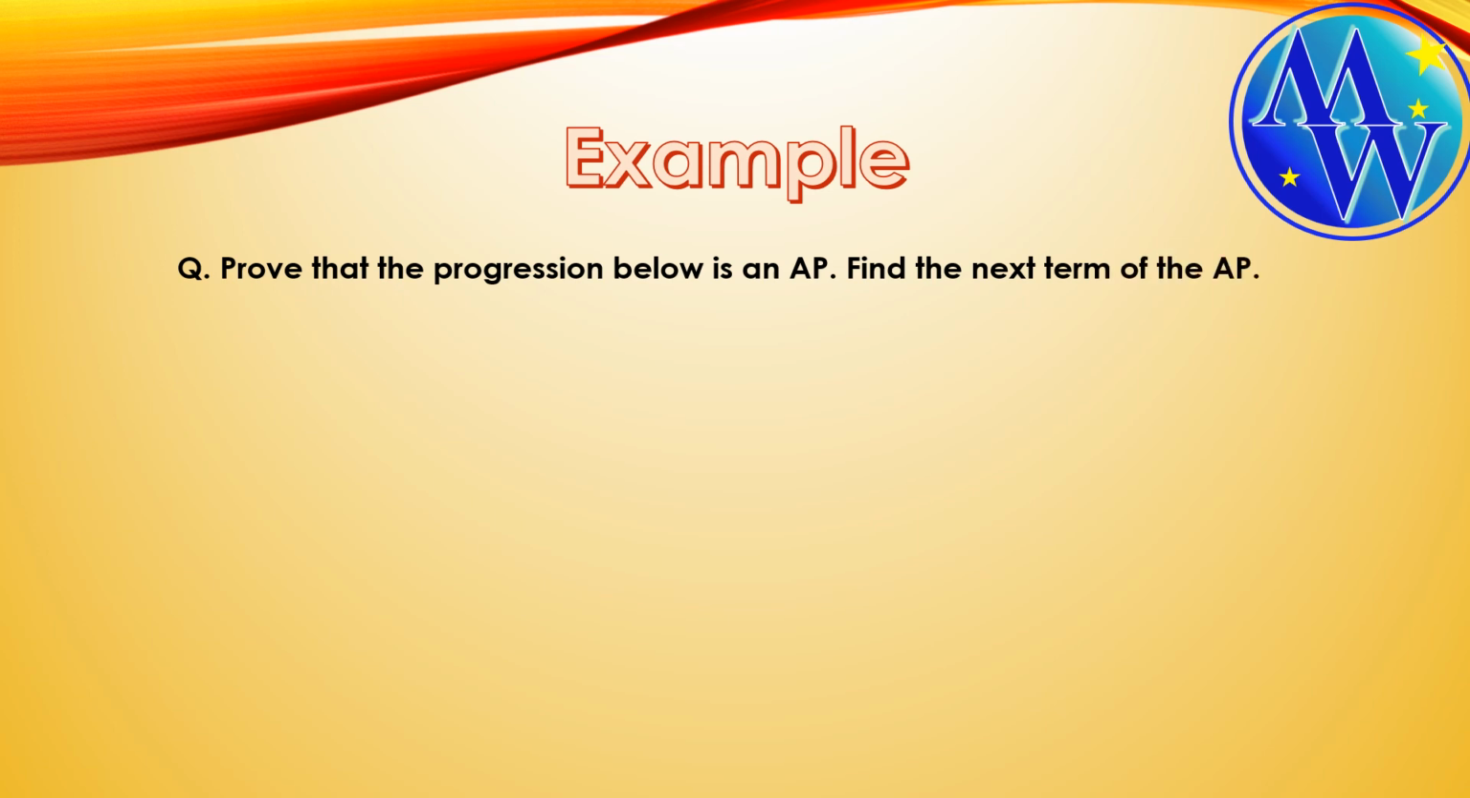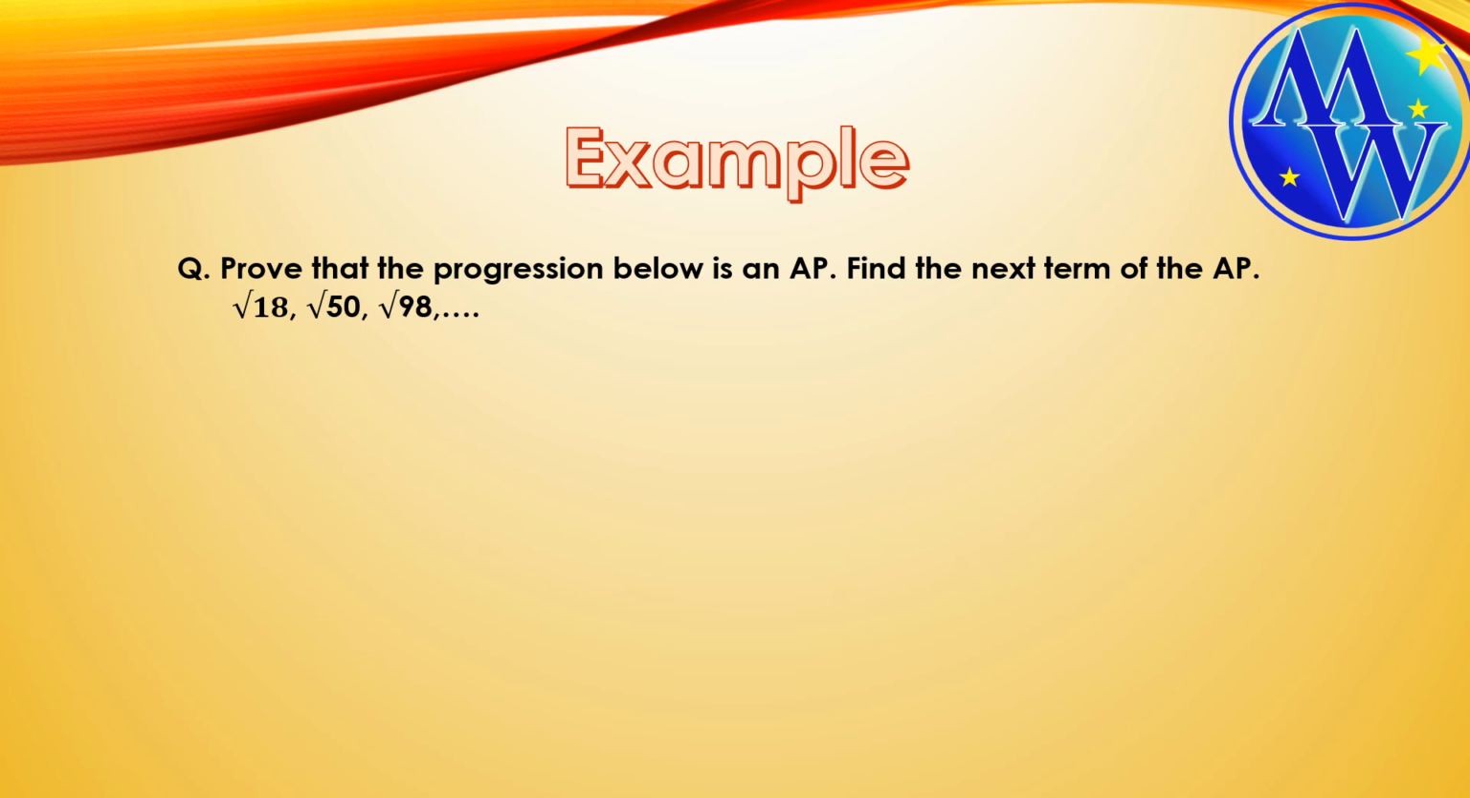The progression is given, which is root 18, then square root of 50 and square root of 98. Here the first question is to prove the sequence is an AP. How do you prove it? First find the common difference, and if the common difference is a constant, we can say this sequence is an AP, right? So let's check the common difference.